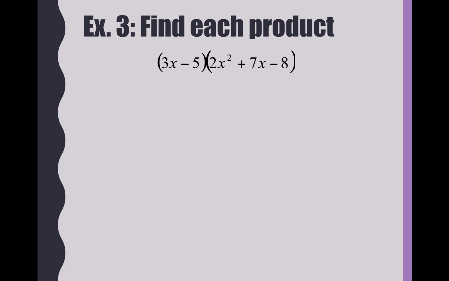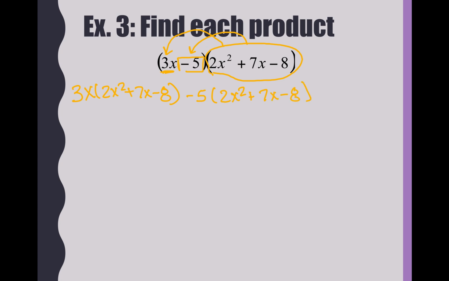Okay, let's talk about this. I have this big polynomial right here, 2x squared plus 7x minus 8. I'm going to distribute it first to my first term in the polynomial, so 3x times 2x squared plus 7x minus 8. And then to my second term, that minus 5. So minus 5 times 2x squared plus 7x minus 8.